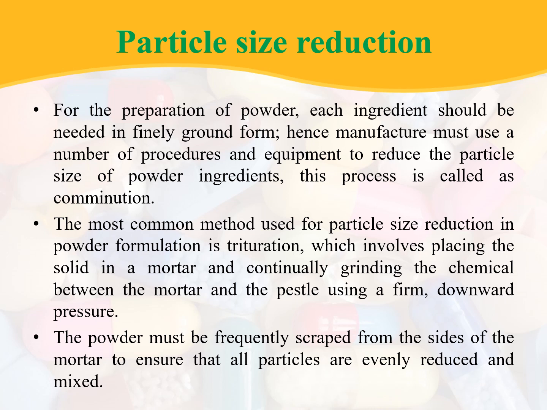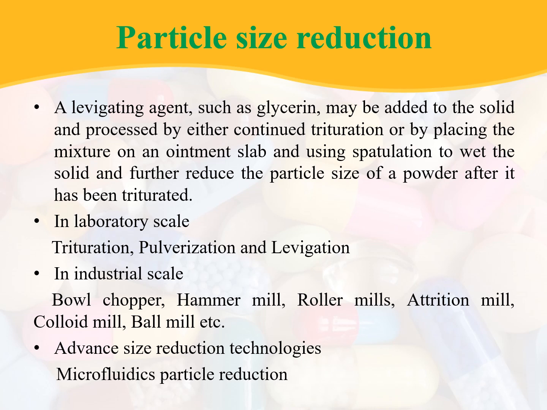The most common method used for particle size reduction in powder formulation is trituration, which involves placing the solid in a mortar and continuously grinding the chemical between the mortar and the pestle using a firm downward pressure. The powder must be frequently scraped from the sides of the mortar to ensure that all particles are evenly reduced and mixed. A levigating agent such as glycerin may be added to the solid and processed by either continued trituration or by placing the mixture on an ointment slab and using spatulation to wet the solid and further reduce the particle size of the powder after it has been triturated.